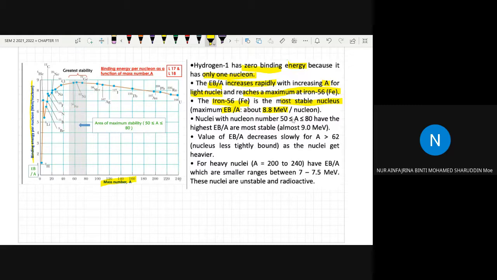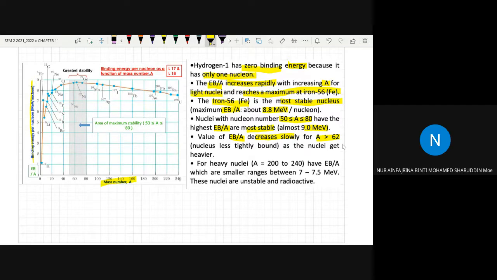So nuclei with nucleon number between 50 and 80 will have the highest binding energy per nucleon. Okay, they will have the highest binding energy per nucleon and they are the most stable, because their range is between 8.8 and 9 mega electron volt. But the binding energy per nucleon will decrease slowly when your nucleon number is more than 62. Why? At that time your nucleus is less tightly bound. Okay? It is less tightly bound and it has become heavier. Your nucleus is getting heavier.